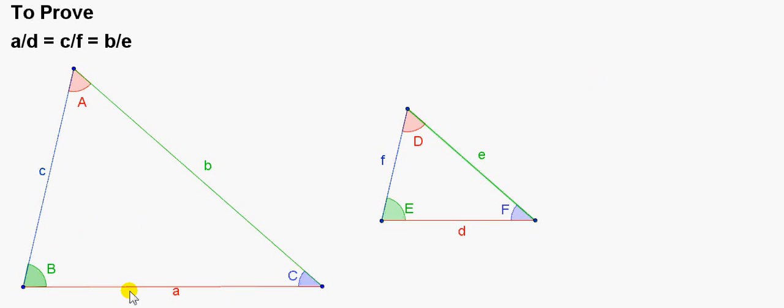Now we have to prove that A divided by D equals C divided by F equals B divided by E. What we do is we move the smaller triangle into the larger triangle. So I will move this point of the small triangle to this point of the large triangle, and we move this triangle in such a way that this angle D here will coincide with angle A.